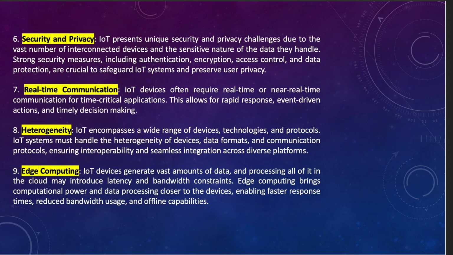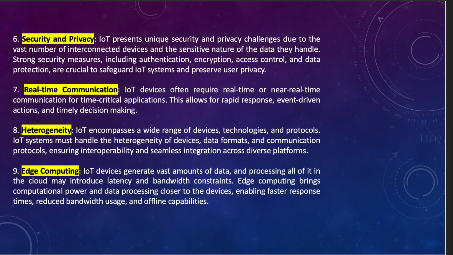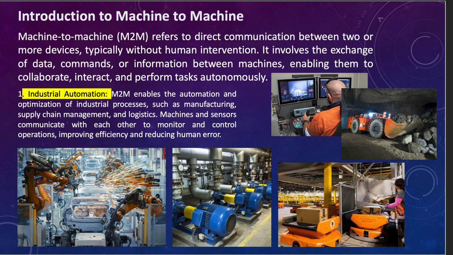So we learned about the characteristics of IoT systems: connectivity, perception, data analytics, scalability, the properties of those things, security, real-time connectivity, heterogeneity, and edge computing. We looked at all these things.